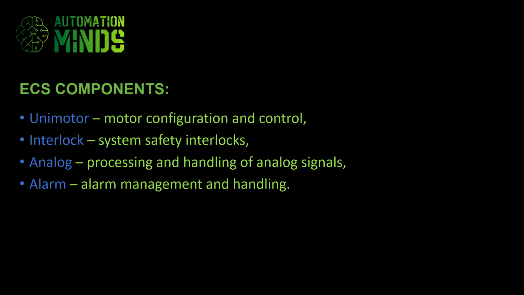In this episode, we will focus on the following ECS system components: Unimotor, motor configuration and control; Interlock, system safety interlocks; Analog, processing and handling of analog signals; Alarm, alarm management and handling. The goal of this episode is to build practical skills by programming a simple automation system using these components.